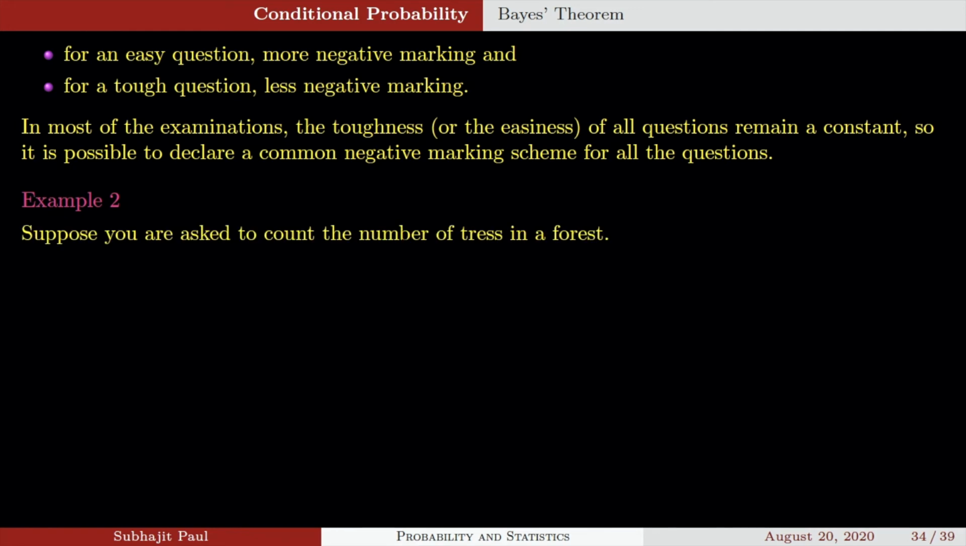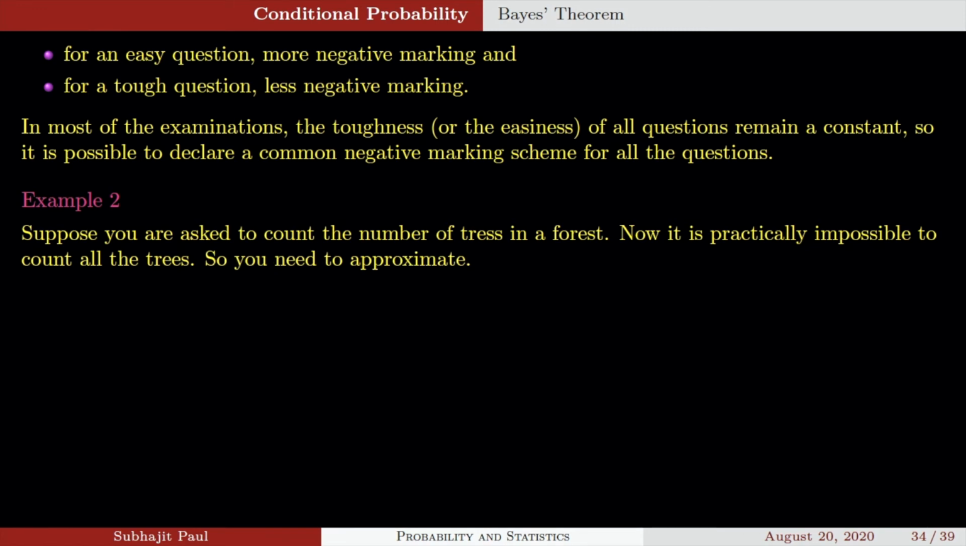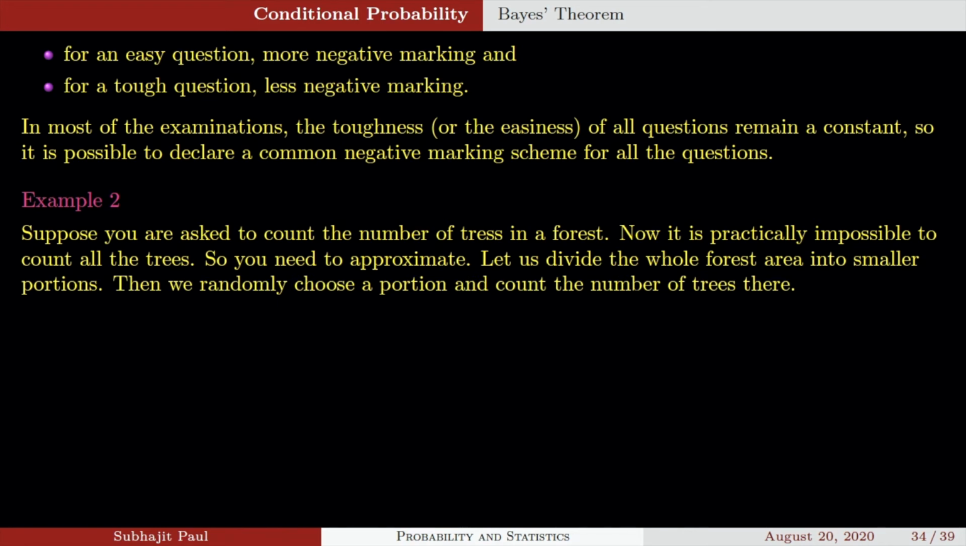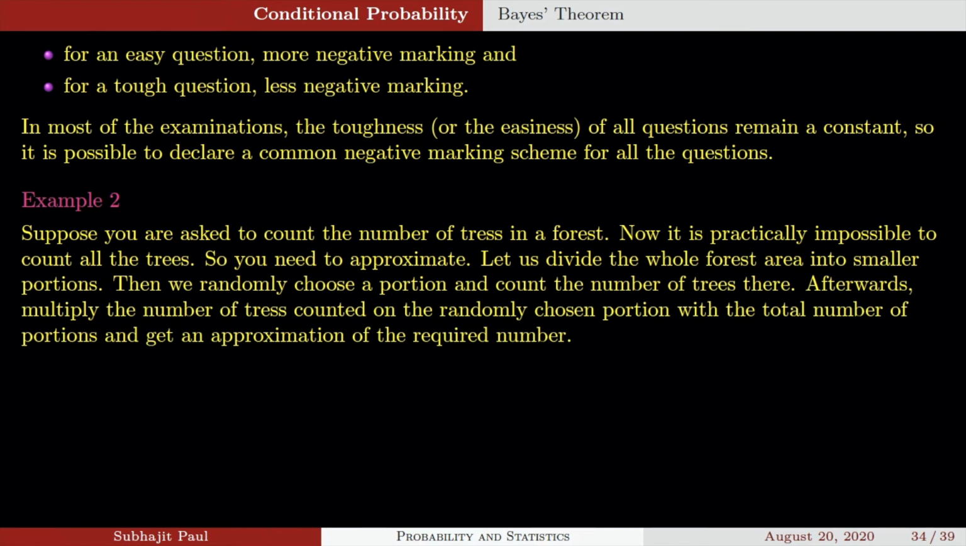Suppose you are asked to count the number of trees in a forest. Now, it is practically impossible to count all the trees, so you need to approximate. Let us divide the whole forest area into smaller portions. Then we randomly choose a portion and count the number of trees there. Afterwards, multiply the number of trees counted on the randomly chosen portion with the total number of portions and get an approximation of the required number.